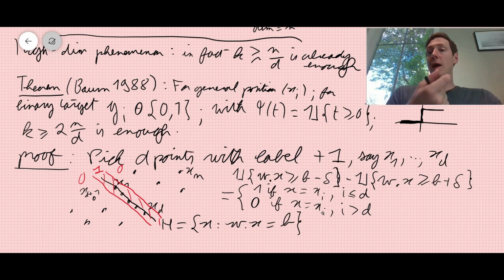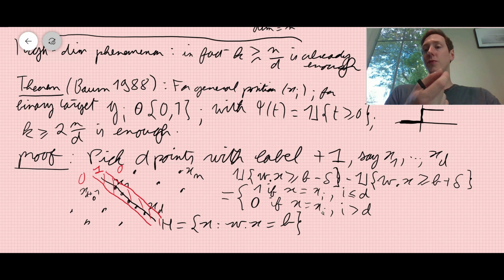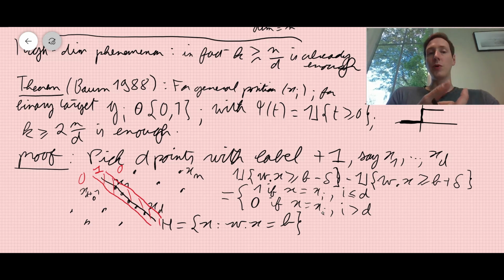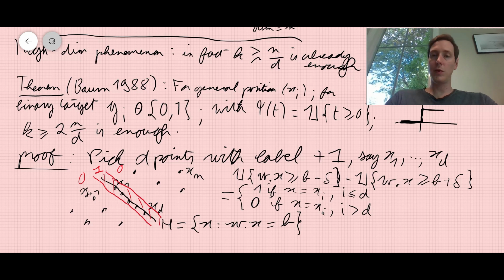So I'm going to have to repeat this operation at most n over d times. And each time I add two neurons, so the total number of neurons that I have is just 2 times n over d.